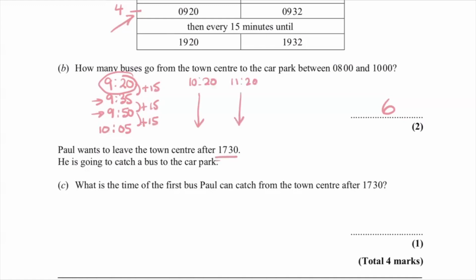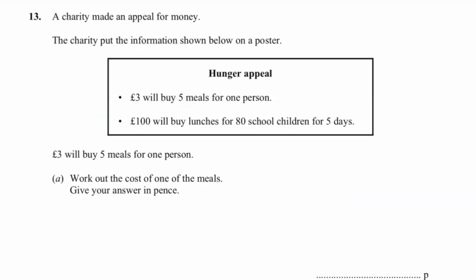So let's think about the time that we've been given. We've been given 5:30 or 17:30. So we would have one at 17:20, and then we would have one at 17:35. So Paul will get on a bus at 17:35.